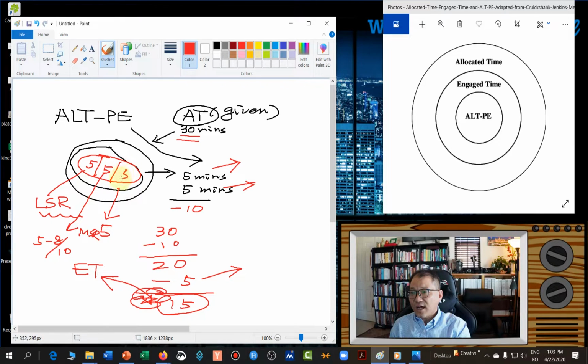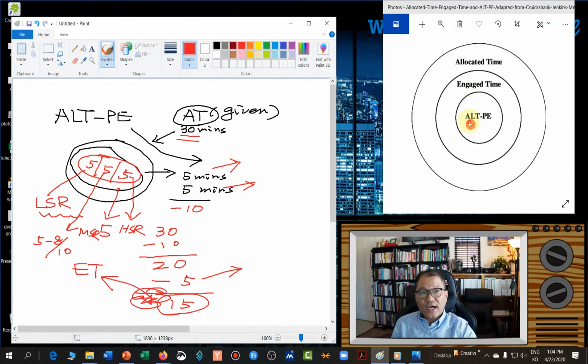What about 10 out of 10? Your students know what to do and they are perfect. They almost master the skills and they know what to do. This is called high success rate. High success rate. Let's go back to this figure diagram right there.